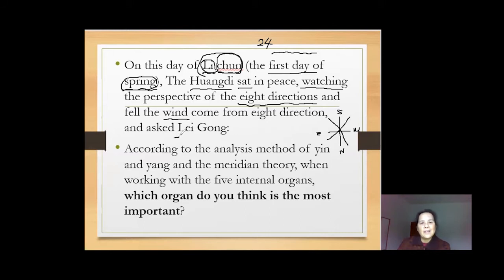Then he asks a question of Lei Gong. Lei Gong is the master's name, or teacher's name. In total in the Huang Di Neijing, we have six masters, and that's one of them. So Huang Di, more relaxed there, then asks questions of the teacher. So what's the question?